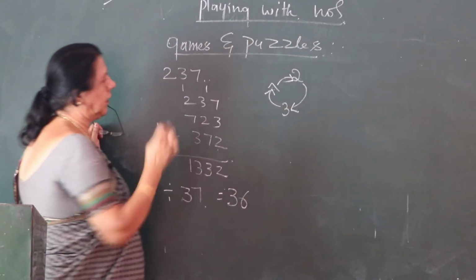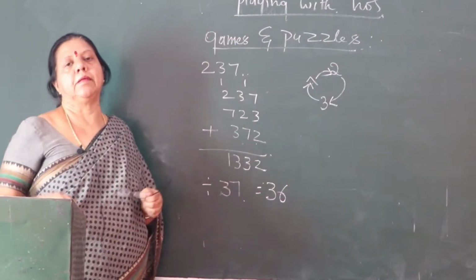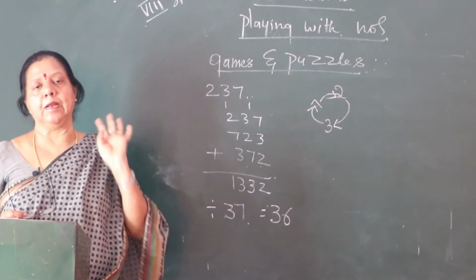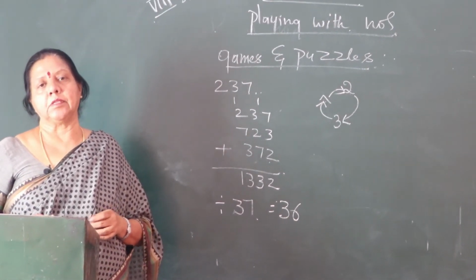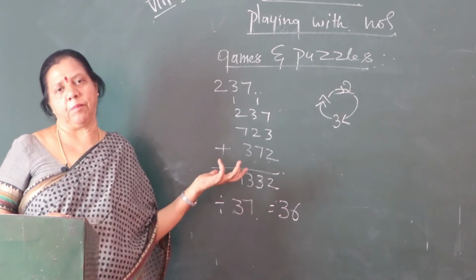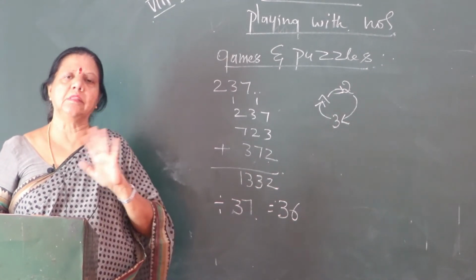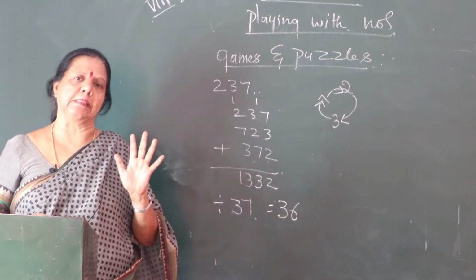See, this is the way you have to make a cycle for three numbers. This is just a puzzle and game. There is no logic here. Very simple.